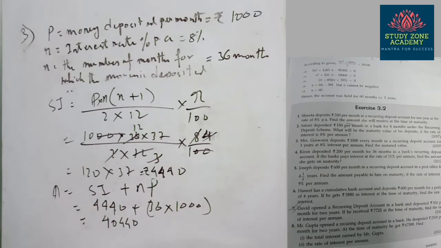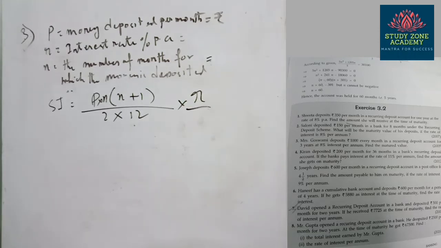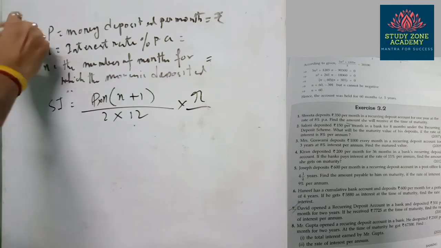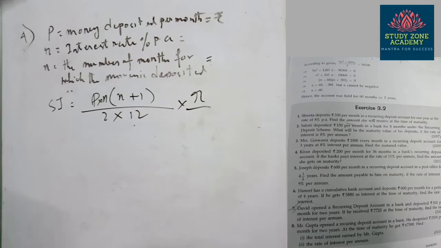Complete this sum. Let us move on to the next sum, number 4. I think you guys have become very accustomed with this sum right now. We did 3 similar types of sums. Okay, 4 is also almost the same.